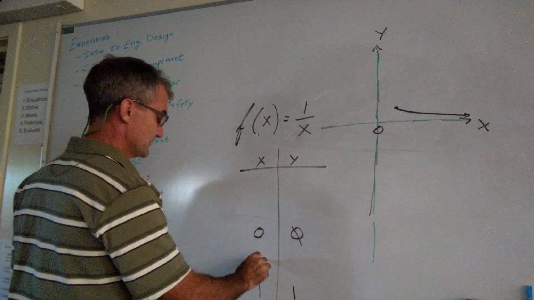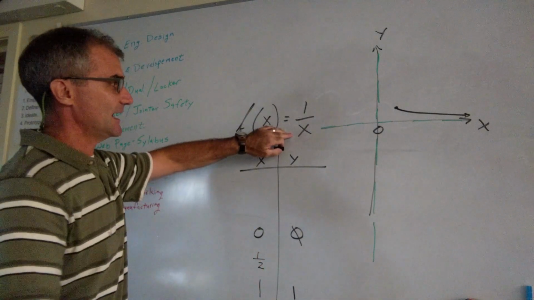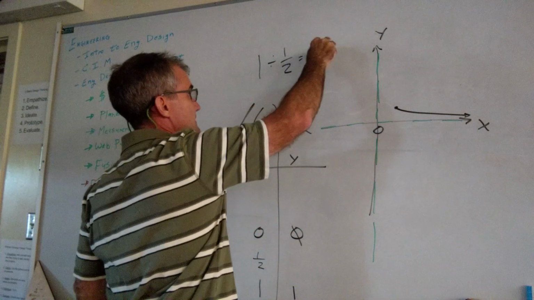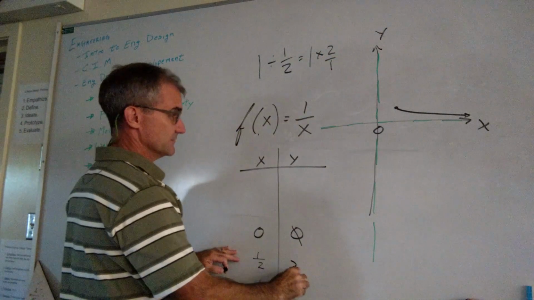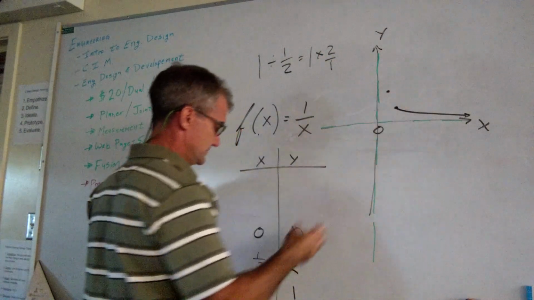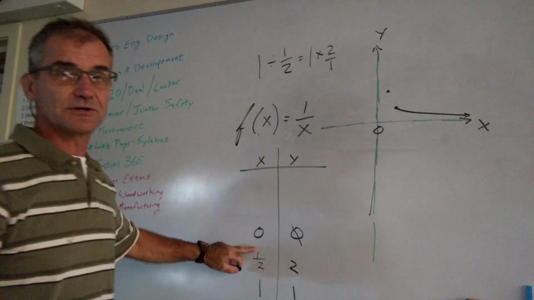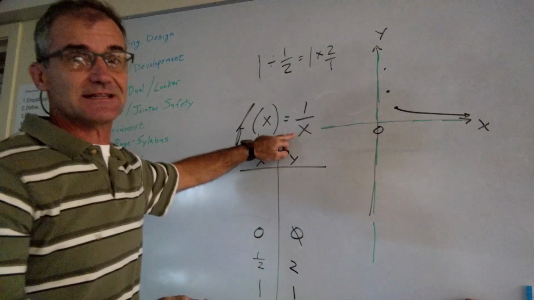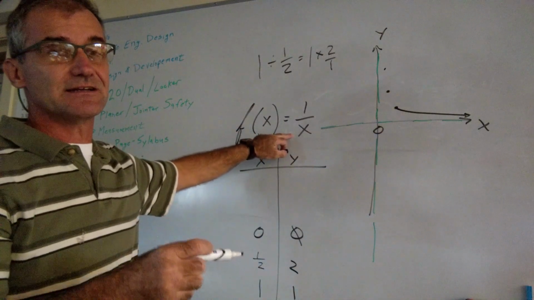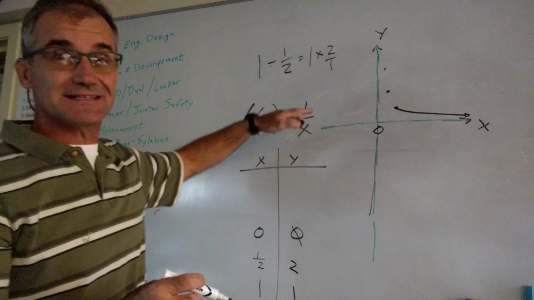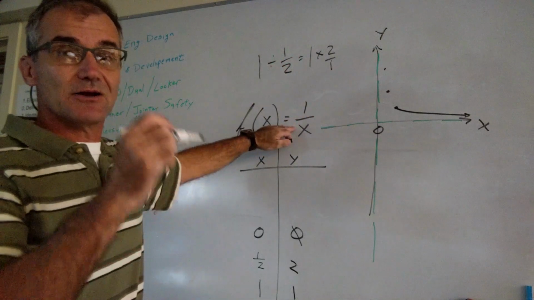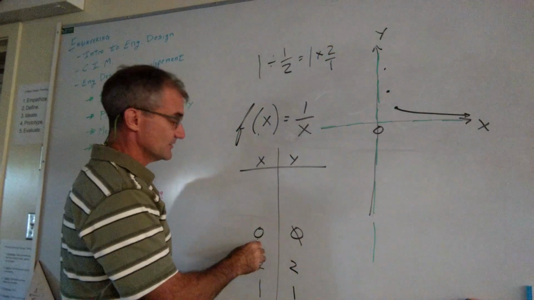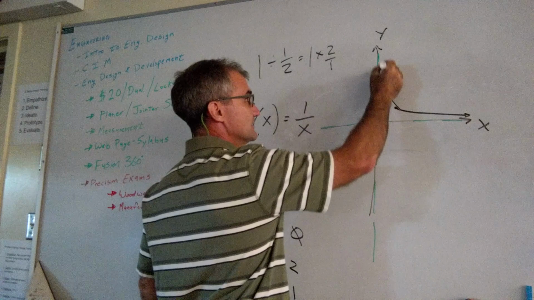If I pick a half, 1 divided by a half is the same thing as 1 times the reciprocal, which is 2. So at a half, I'm up 2. At a quarter, 1 divided by a quarter is 4. At an eighth, 1 divided by an eighth is 8. 1 divided by 1/1,000,000th is a million. 1 divided by 1/100,000,000th is 100 million.